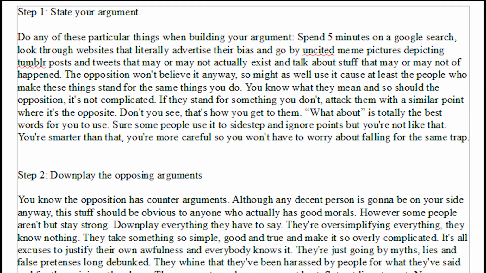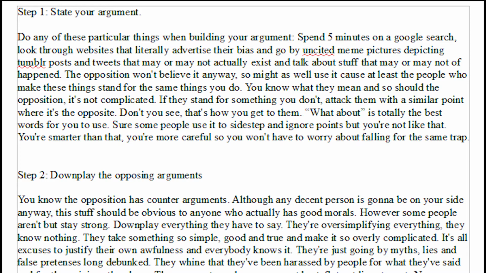Step 1. State your argument. Do any of these particular things when building your argument. Spend 5 minutes on a Google search. Look through websites that literally advertise their bias and go by uncited meme pictures depicting Tumblr posts and tweets that may or may not actually exist and talk about stuff that may or may not have happened.